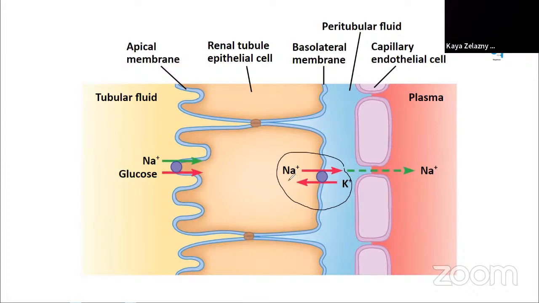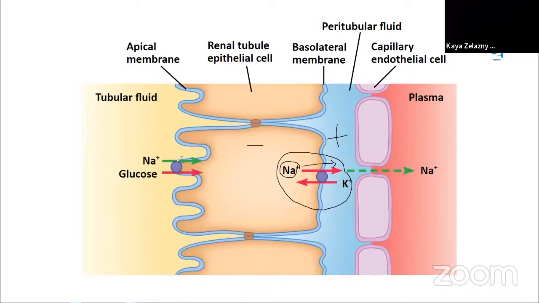It's super simple. So just follow the arrows, right? So our sodium is going towards the plasma. The first place we're going to see the big buildup is in this peritubular fluid. By contrast, we're going to have a low sodium concentration here in the epithelial cell.